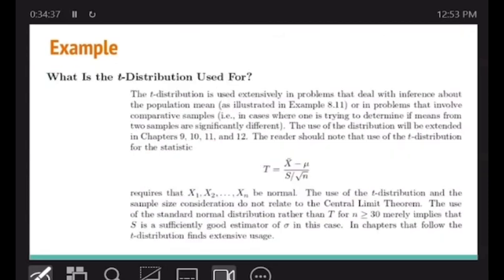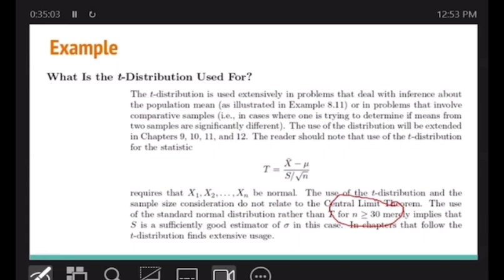I think I've explained what the T distribution is used for. Don't forget, the central limit theorem puts a large sample at 30 or more. Anything less than 30 is a small sample. So we use the T test or T distribution in situations where the population standard deviation is not given and the sample size is small.